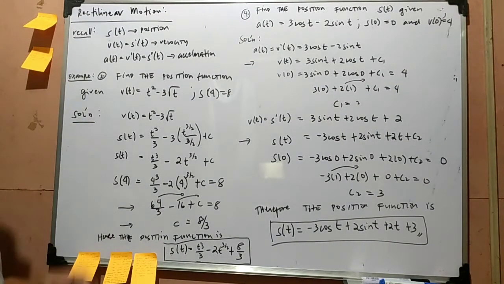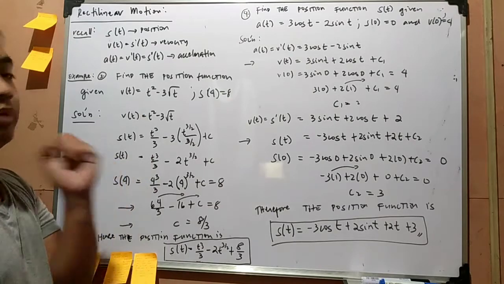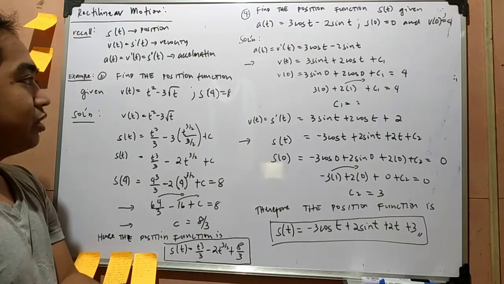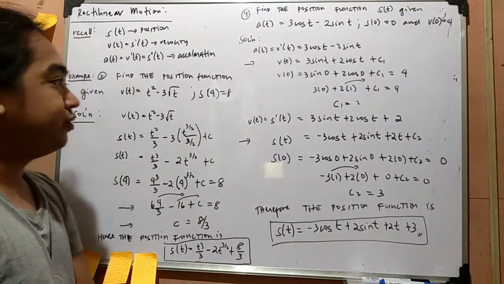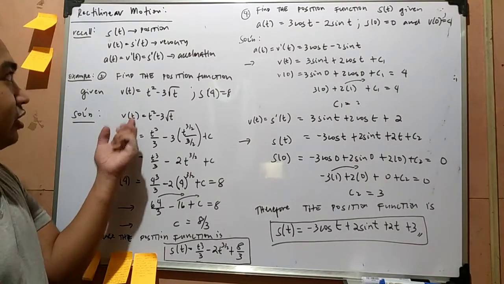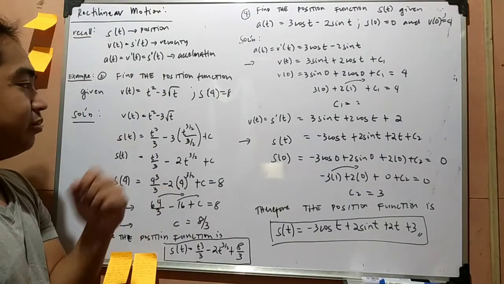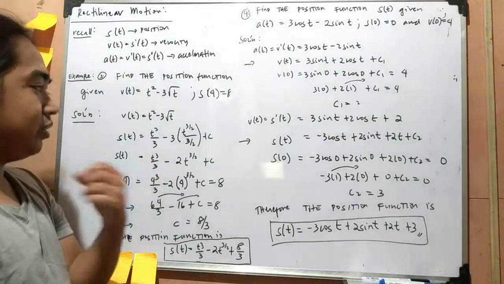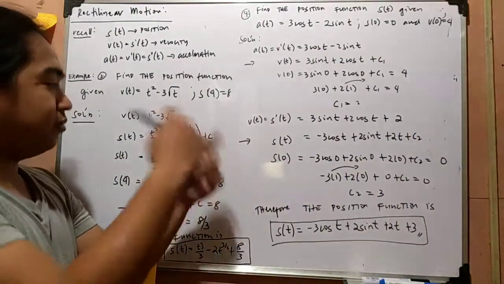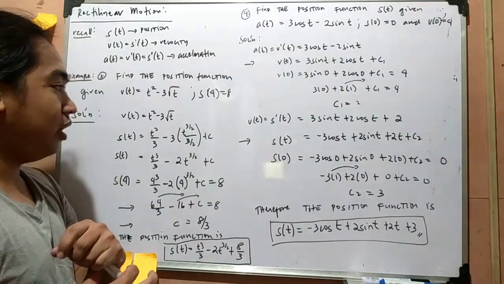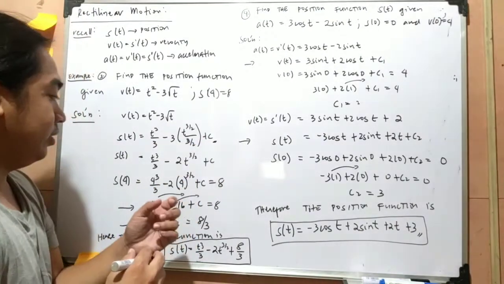So in example number 3, we find the position function s of t given that v of t, the velocity function, is t squared minus 3 square root of t, subject to the initial condition that the position at time 4 is 8. So yung v of t is just the first derivative of s of t. So what we do is we take the antiderivative of t squared minus 3 square root of t. So we have t cubed over 3 minus 3 times, again, no, plus 1 lang, then divided by the new exponent. Tapos huwag kalimutan yung plus c when you are doing antidifferentiation.